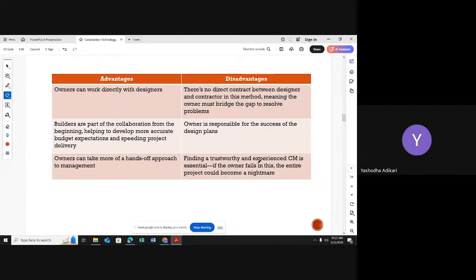As disadvantages, there is no direct contact between design and contractor in this method also. In here also, there is an interconnection, right? But there is no direct interconnection between the design and the construction teams.